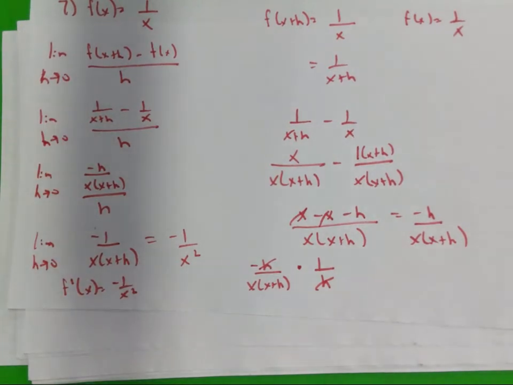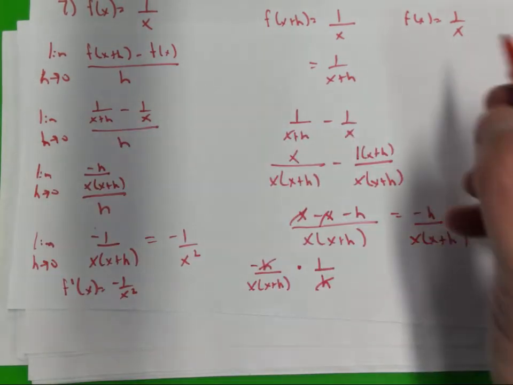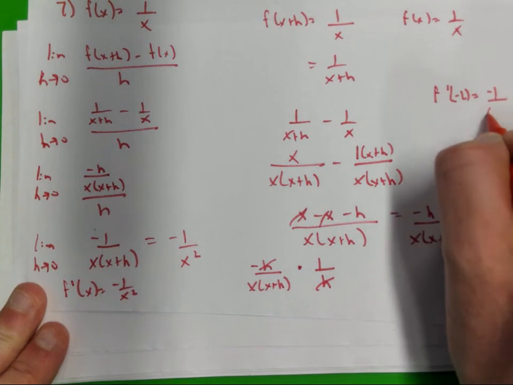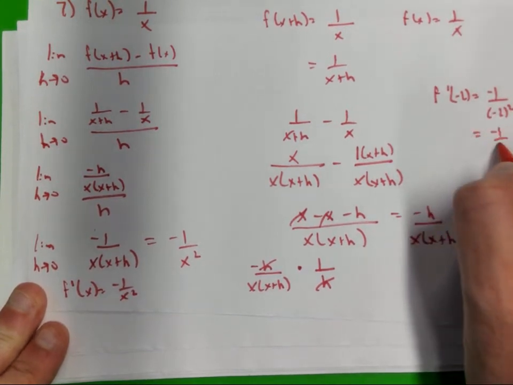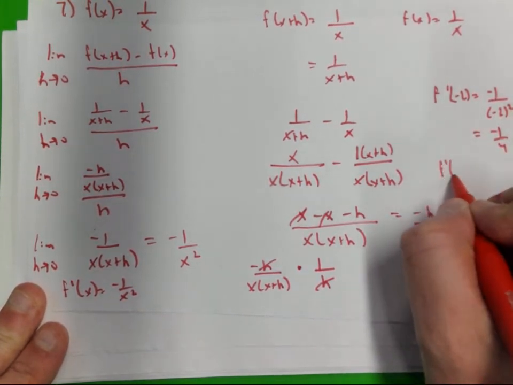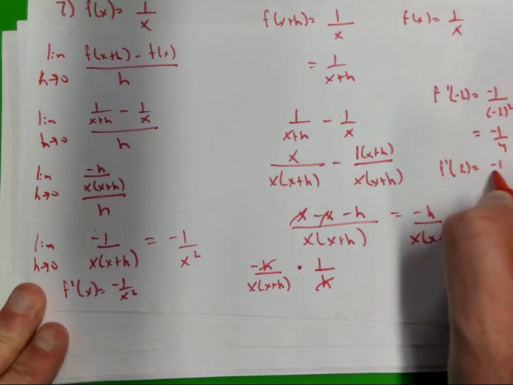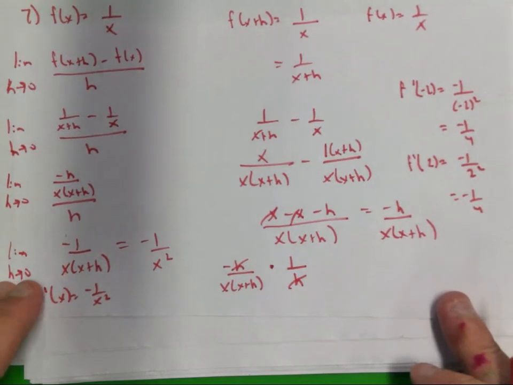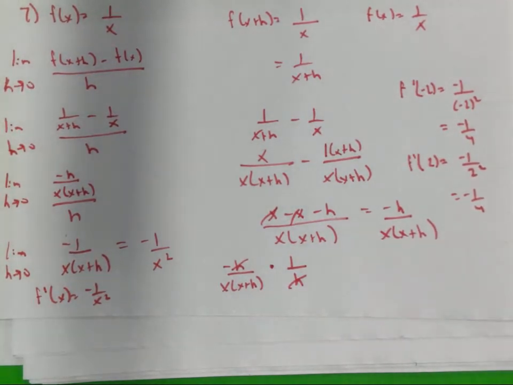That's my derivative. Now I want to know what's going on at negative 2. So f prime of negative 2 equals negative 1 over negative 2 squared. That'd be negative 1/4. f prime of 2 is negative 1 over 2 squared. That too will be negative 1/4. So both of those will be negative 1/4. That means the graph is decreasing.